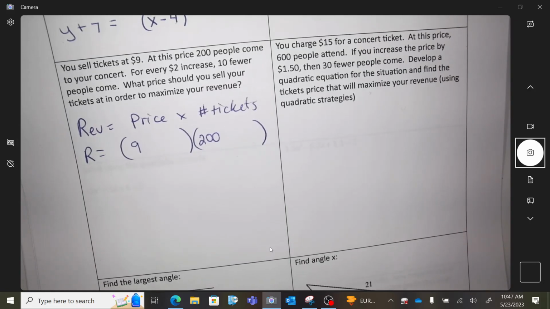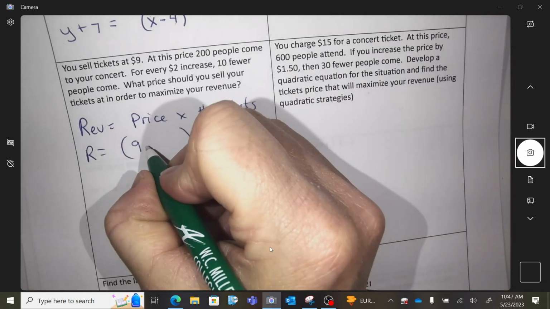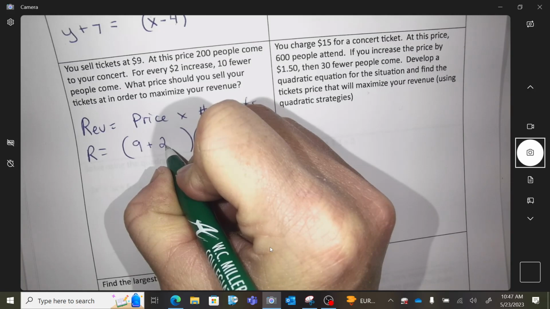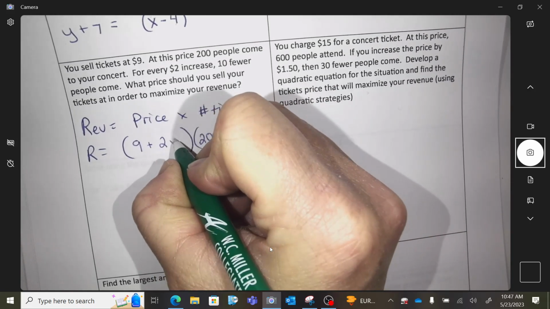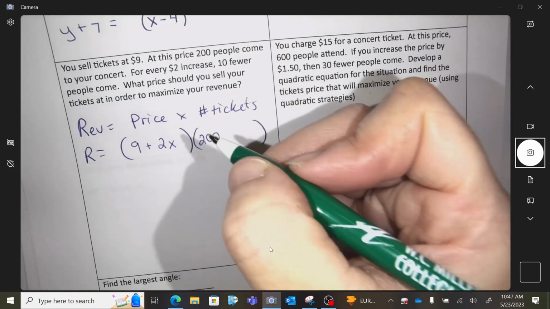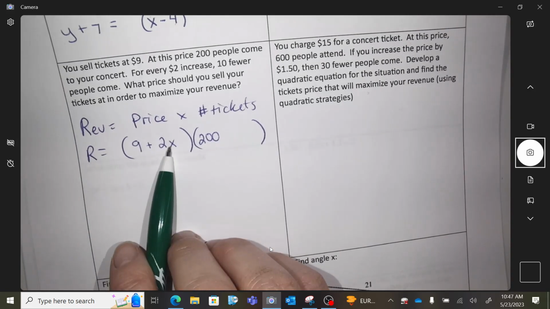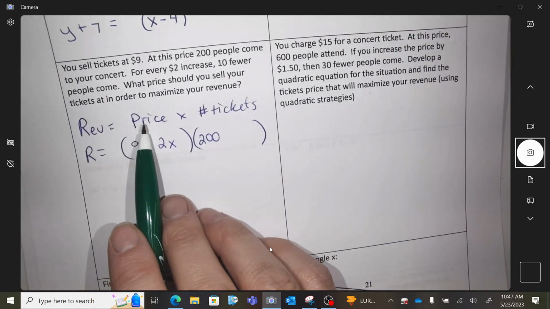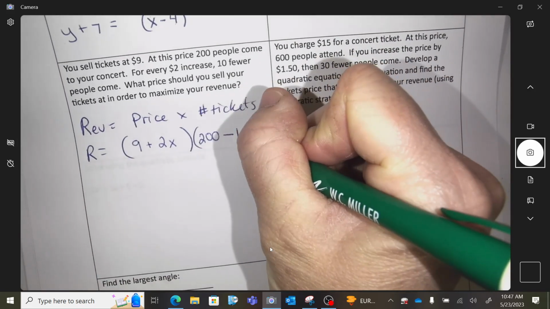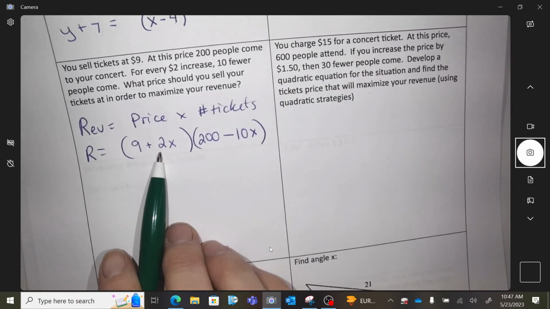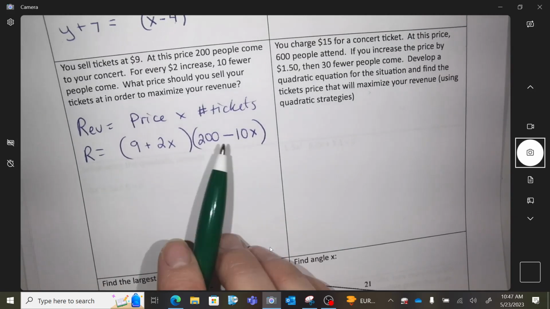For every $2 increase in price, so increasing the price by 2, but I need a variable on that, right? Because I don't know. I might increase it 2. I might go up 4. I might go 6. I don't know. But every time this goes up 2, 10 fewer people come. So minus 10x. Because if this goes up by 4, this goes down by 20, and so on.